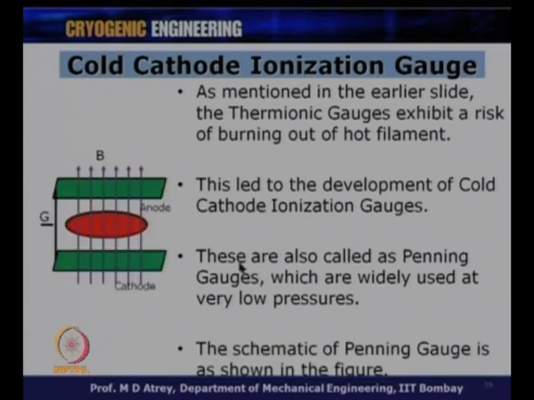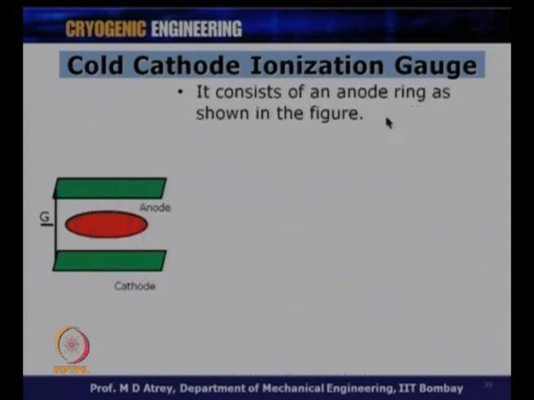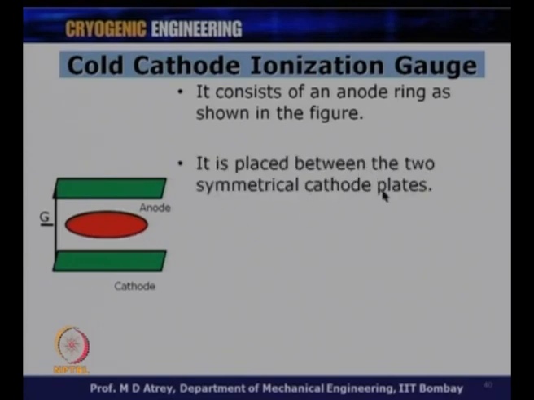Okay, let us see how it works. The schematic of a penning gauge is as shown in the figure. You can see that it has a cathode, and therefore it has to have some anode also. It consists of an anode ring as shown over here. So, this is the anode ring, a circular anode ring. It is placed between the two symmetrical cathode plates. So, you have a cathode plate top and bottom, and in between the anode.